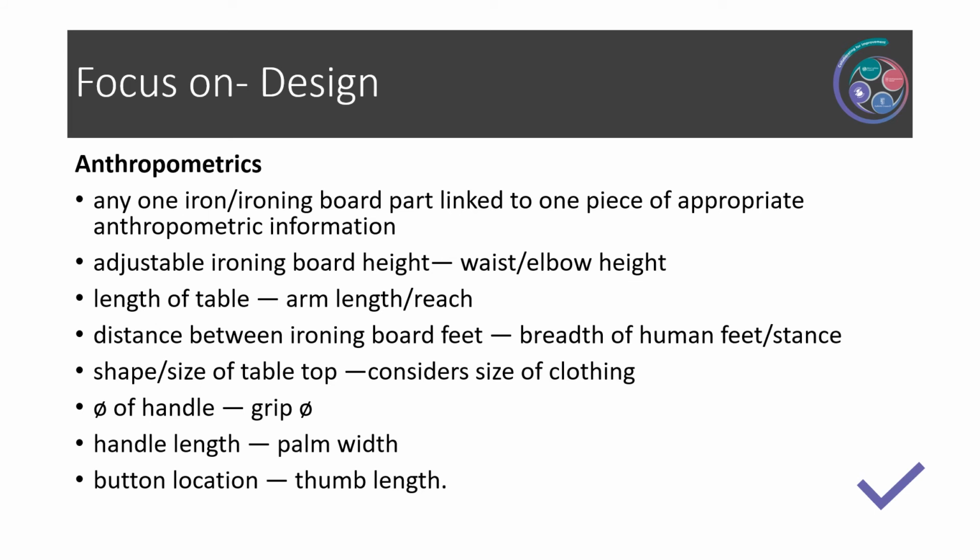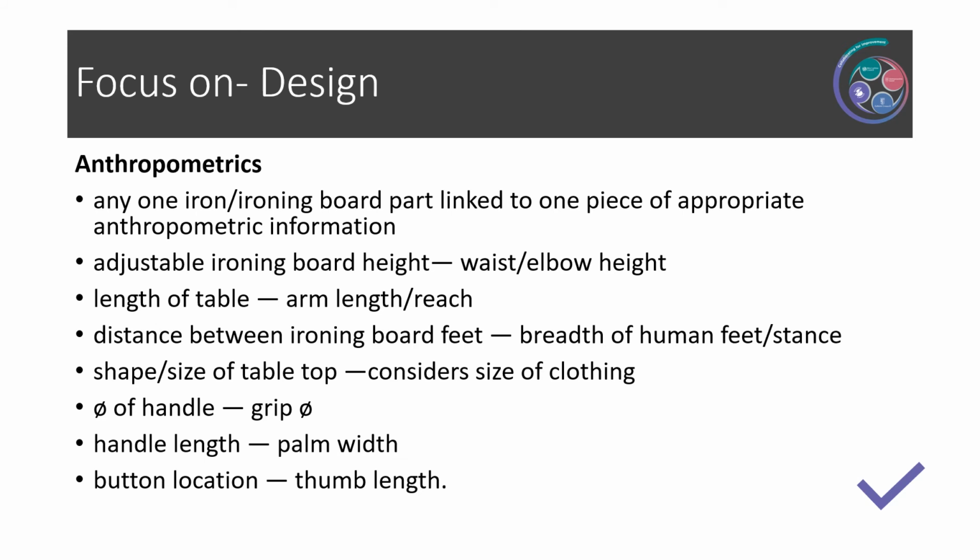the ratio between the length of the table and the length of the arm or reach, the distance between ironing board feet and the breadth of the human feet, the shape or size of the tabletop in relation to the size of the clothing, the diameter of the handle versus the diameter of an average person's grip, the handle length versus the palm width of an average person's hand, the button location versus the thumb length of an average person's thumb.